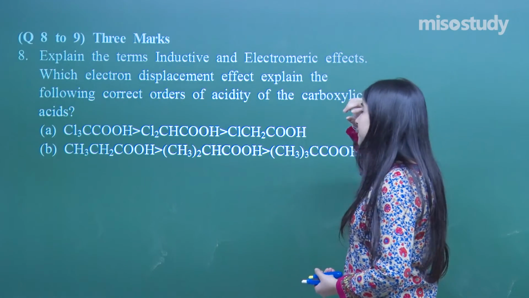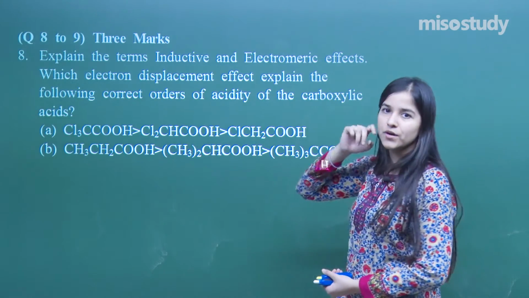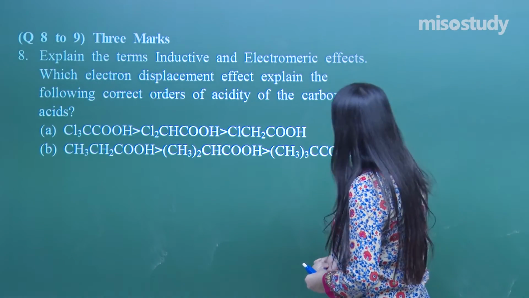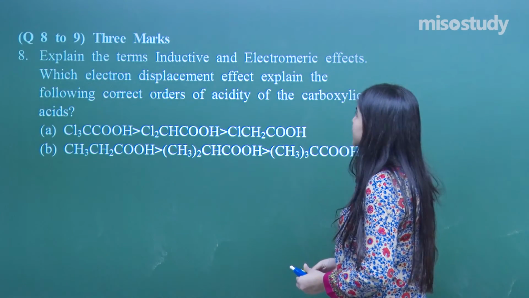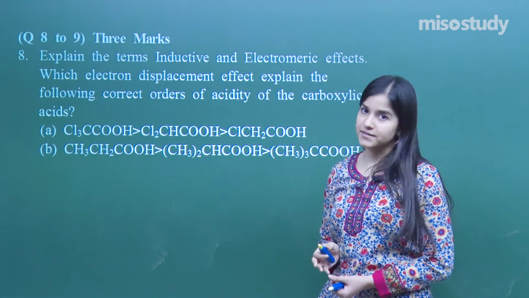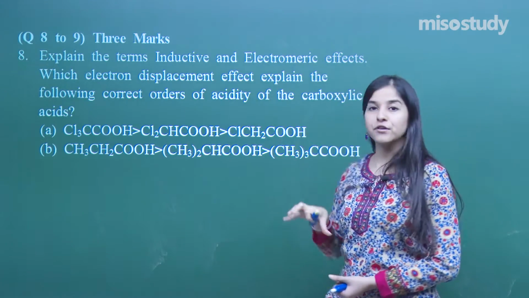Next one. 8 to 9, a 3-mark question now comes up. Explain the terms inductive effect and electromeric effect. Which electron displacement effect explains the following correct orders of acidity of carboxylic acids? I have picked this question directly from the NCERT.